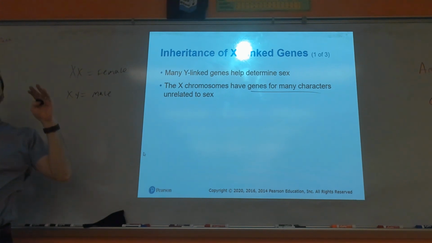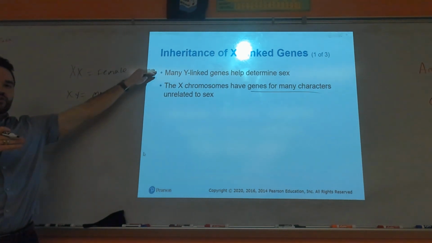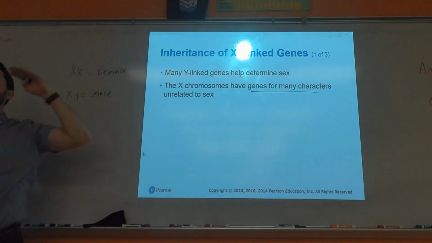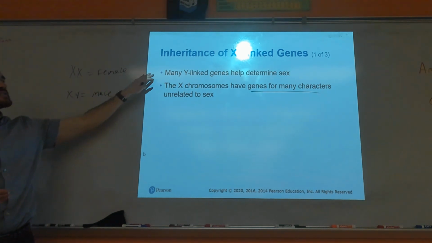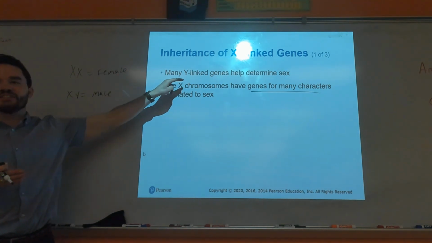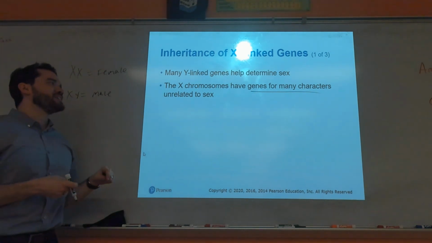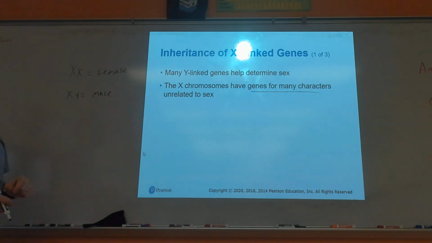Interestingly enough, the default for a developing embryo is female. If you were to inactivate all of the genes on the Y chromosome, the embryo would develop into a female. So that can happen sometimes: you could have someone who looks physically female, but technically has a Y chromosome, where something happened during the development of the embryo and those Y-linked genes weren't functioning. They weren't being turned on properly. So anyways, that is an interesting characteristic there.